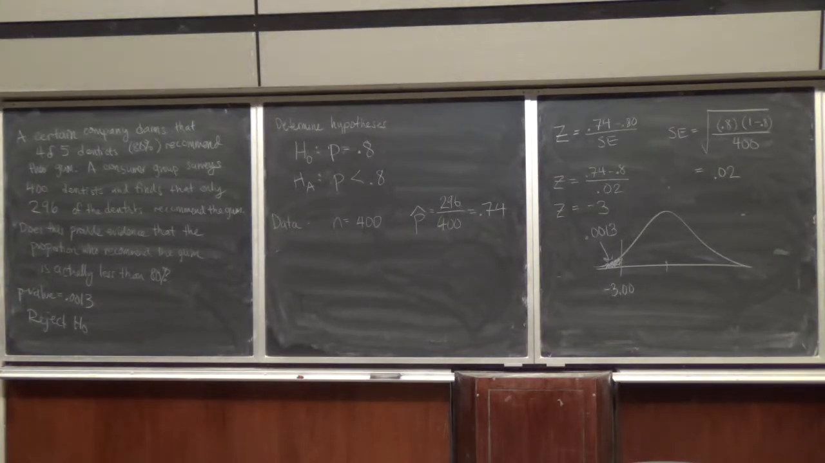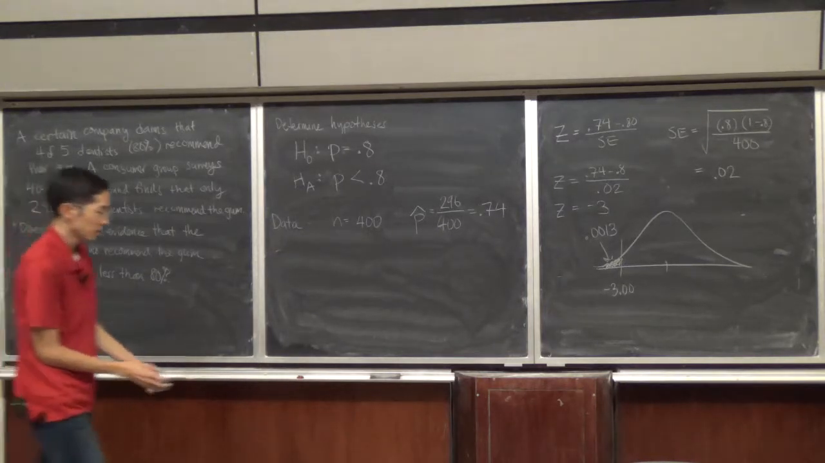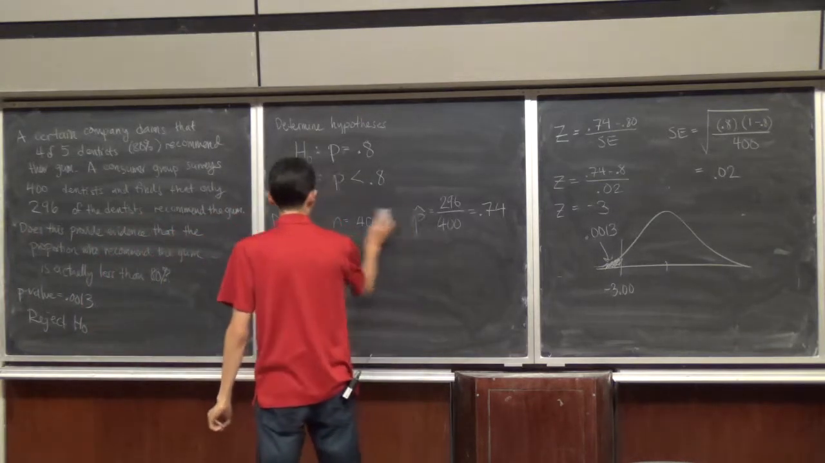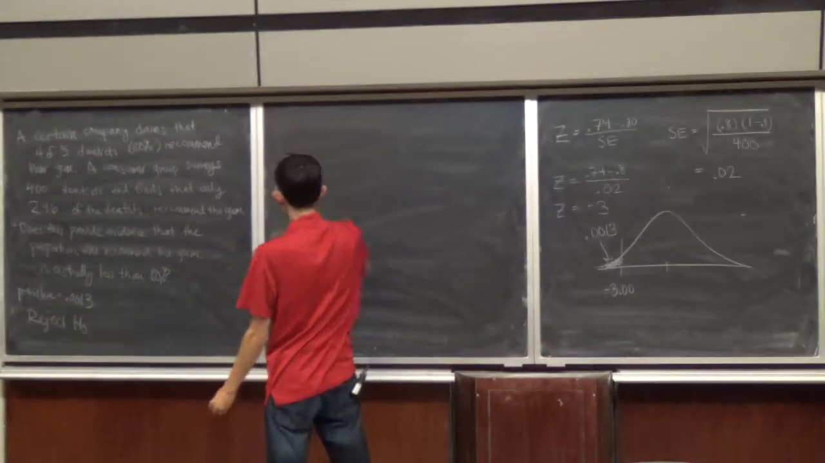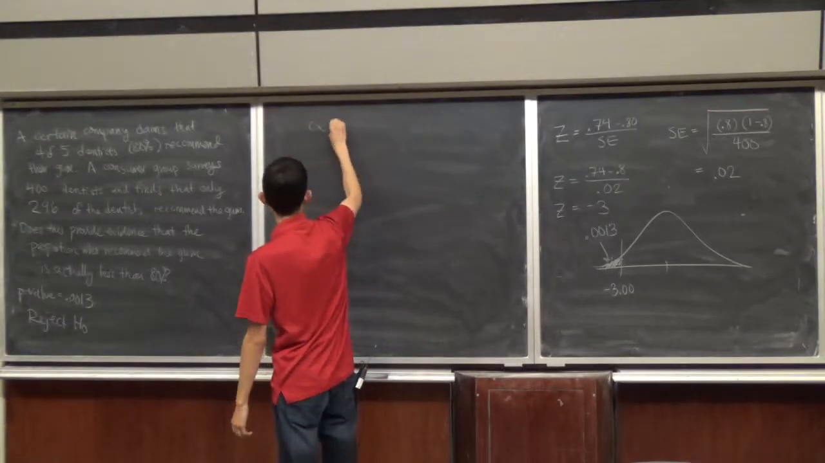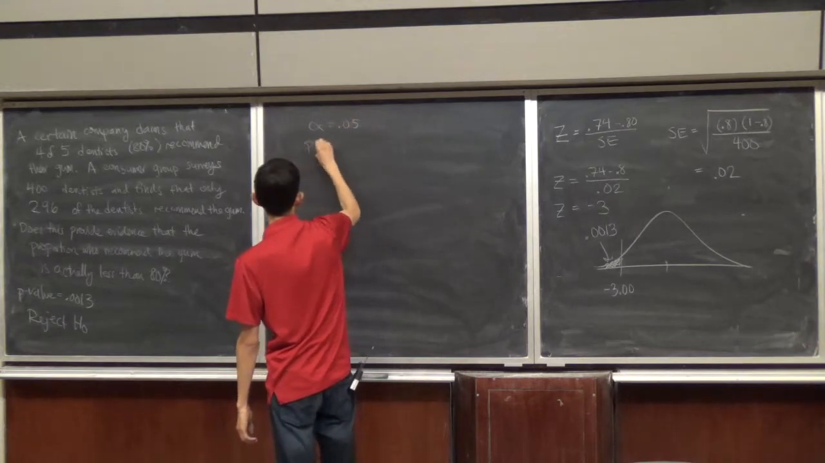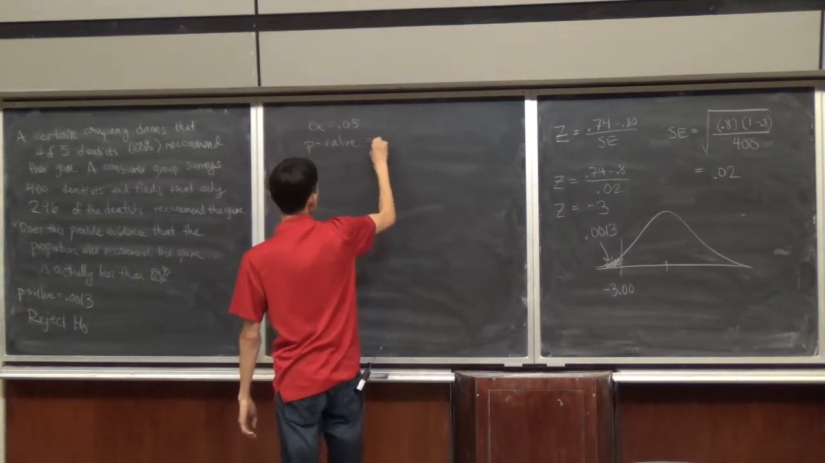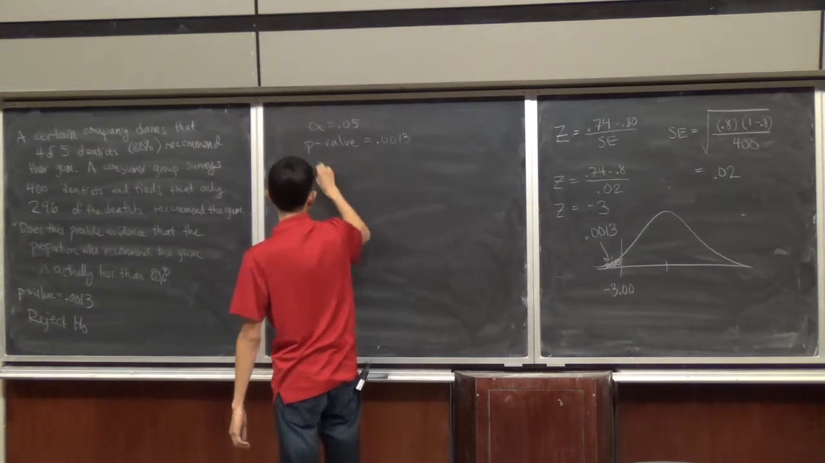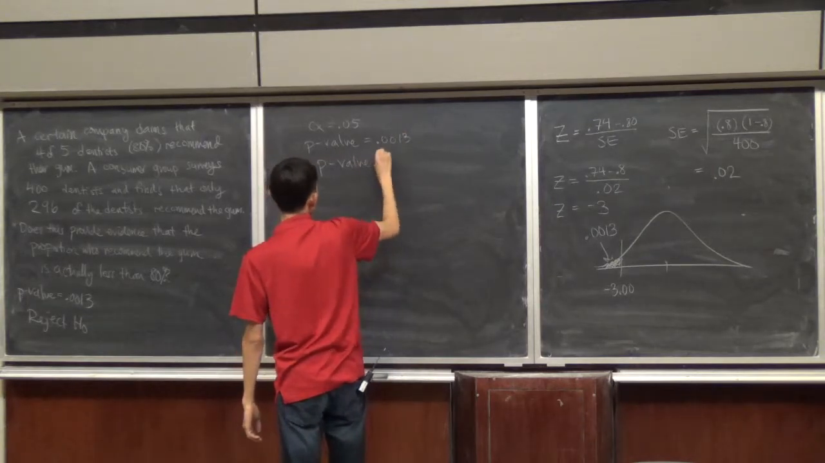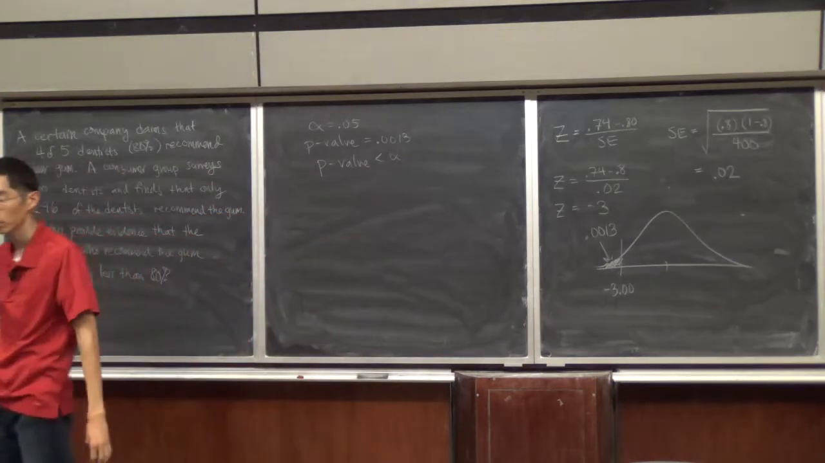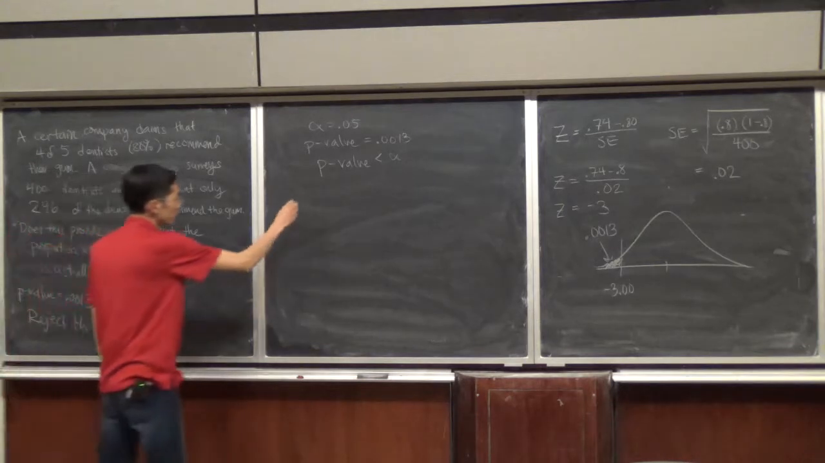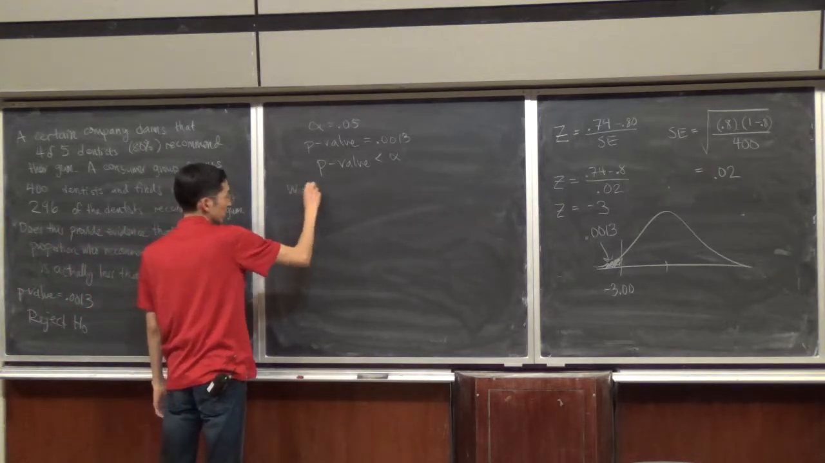Okay, so that is my p-value. My p-value is 0.0013. If we decide to use alpha at 5%, is my p-value larger or smaller than alpha? So if alpha is 5% and my p-value is equal to 0.0013, my p-value is less than alpha. So my p-value is considered small. So what do I conclude? My p-value is less than alpha, so we reject the null hypothesis.